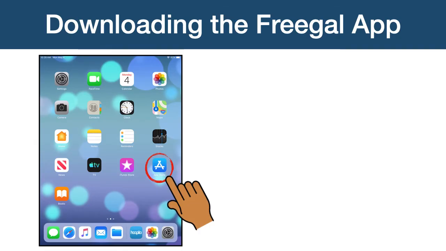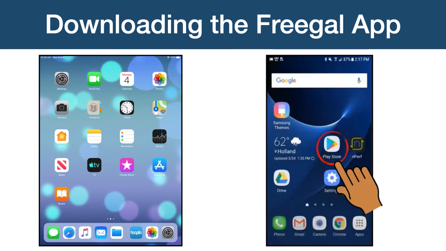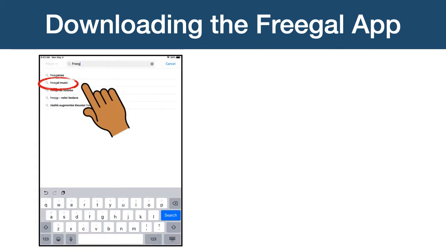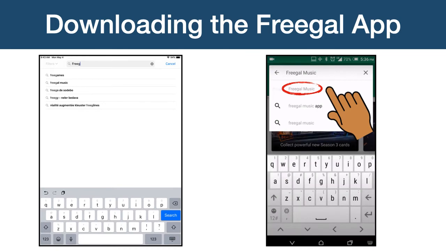First, let's begin by learning how to download and install the app. Start by going to either the App Store on an Apple device or the Google Play Store on Android devices, and begin searching for Freegal Music. Once you start typing in the word, you may see it suggested below. You can just click on Freegal Music and it will take you to the download screen.